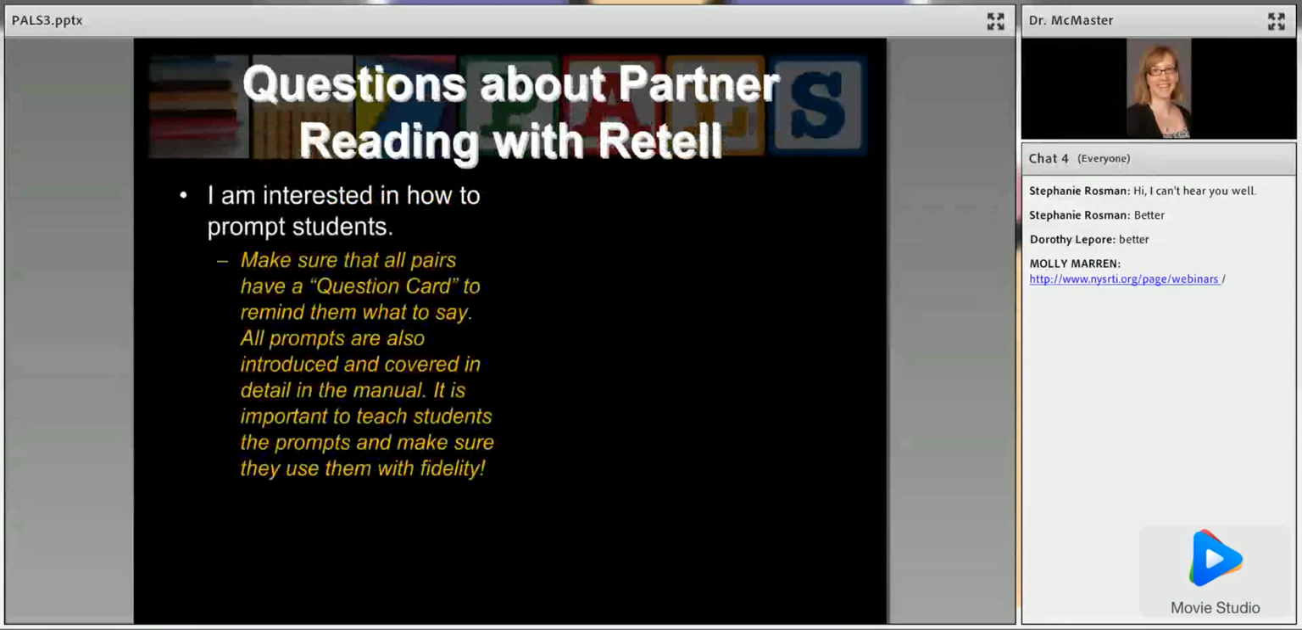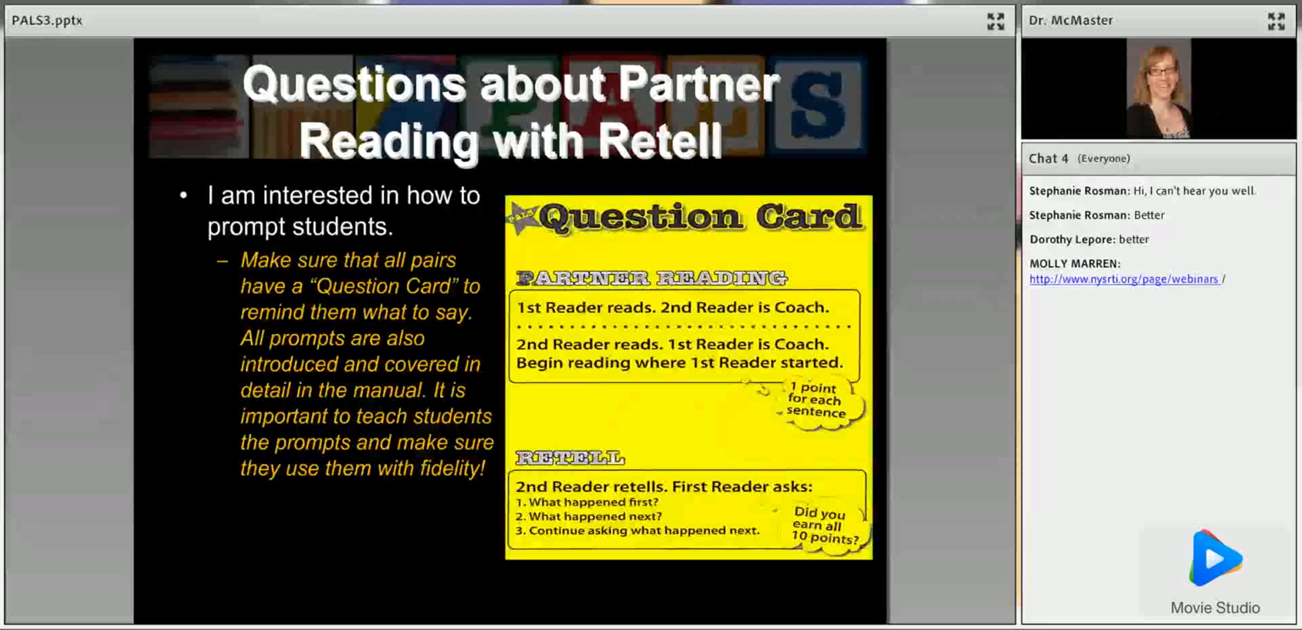All of the prompts that students say are on that question card, and there's a picture of it here too. All of these prompts are also introduced and covered in detail in the manual. There are scripts that you can use to train the students, and it's really important that you teach students those exact prompts. No need to modify them. As long as you say exactly the same thing, it's easy to learn, and then the routine just picks up and is efficient and easy to do. I would really spend time at the front end making sure that students can use these prompts with fidelity. That'll save a lot of trouble later on in implementation.